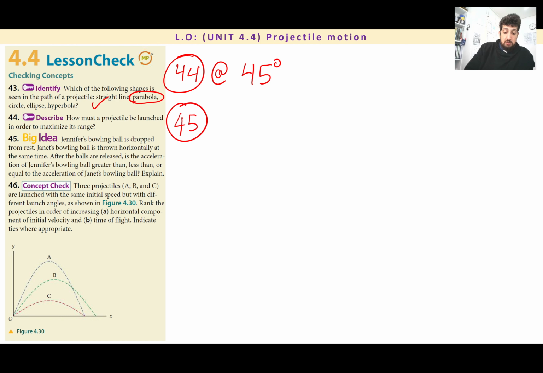45. Jennifer's bowling ball is dropped from rest. That's Jennifer. And then Jeanette's bowling ball is thrown horizontally at the same time. And that's Jeanette's bowling ball, thrown horizontally at the same time. And then it says, after the balls are released, is the acceleration of Jennifer's bowling ball greater than, less than, or equal to the acceleration of Jeanette's bowling ball?